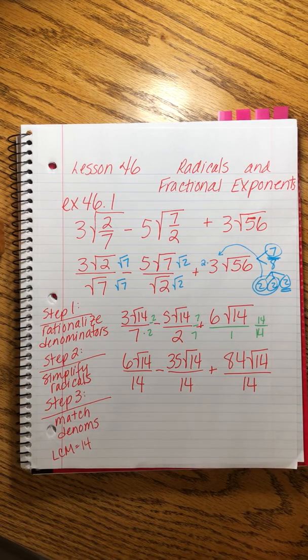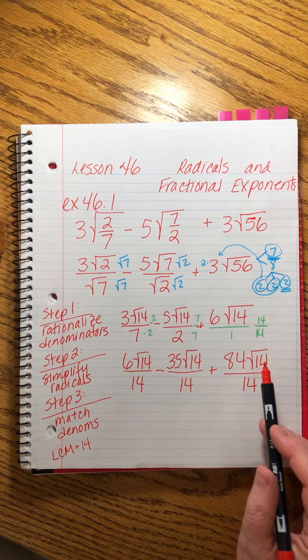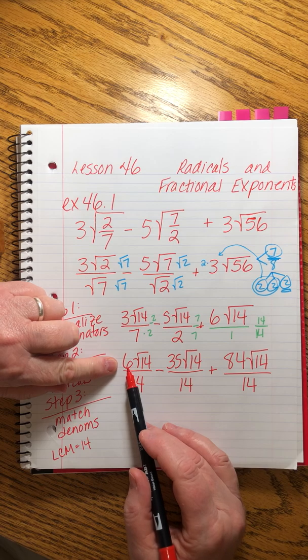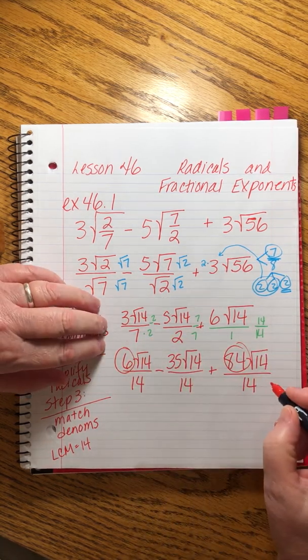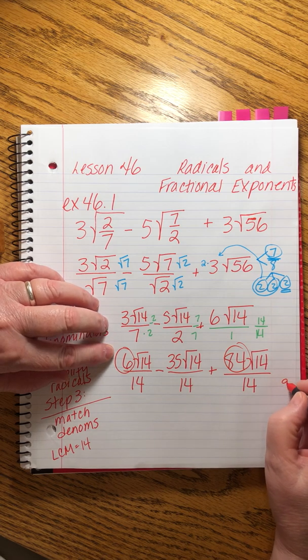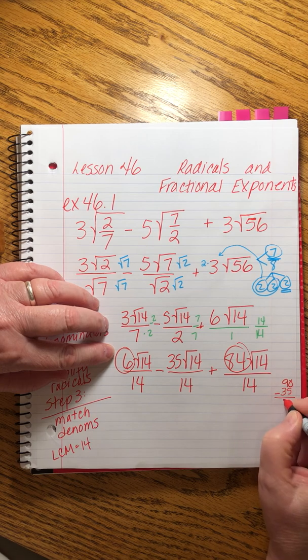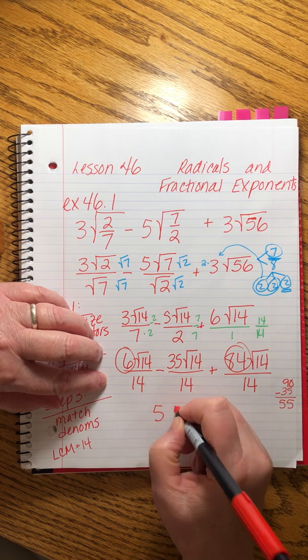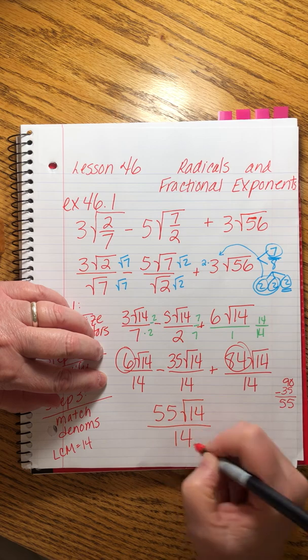And so now we can combine these for all that we're worth. Remember that at this point, our denominators are just going to stay the same. Our radicals are going to stay the same. All we have to do is add 6 and 84, which is 90, and then subtract that 35. So that will give us 55. So our final answer is 55 times the square root of 14 over 14.